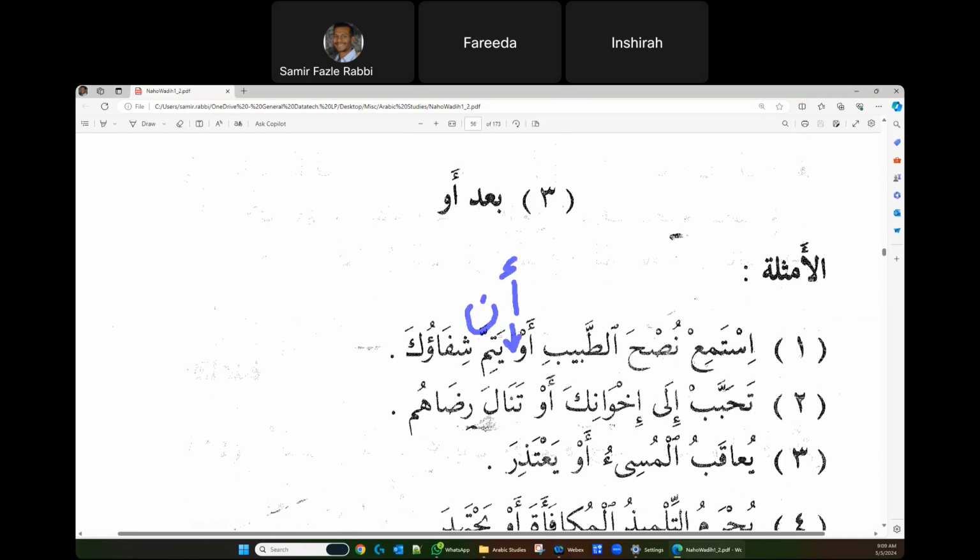And here what's being said is, there may be an example of this in the Quran, I can't think of it off the top of my head, but here it is: istami', listen, nusha nabi... نصح الطبيب. Listen to the advice of the doctor. أو يتم شفاؤك. So that you'll complete the healing or the remedy.